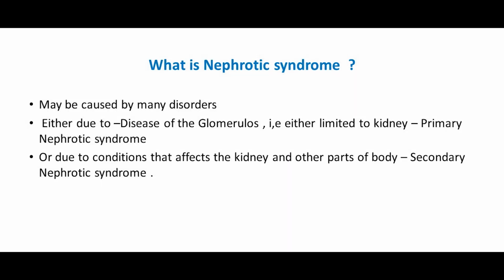Further, this nephrotic syndrome may be caused by different disorders. It may be due to a disease of the glomerulus that is limited to the kidney itself, and this condition is called primary nephrotic syndrome. And sometimes nephrotic syndrome may be caused by some condition other than the kidney, affecting the kidney due to other factors. That is called secondary nephrotic syndrome. So nephrotic syndrome is basically divided into primary and secondary.